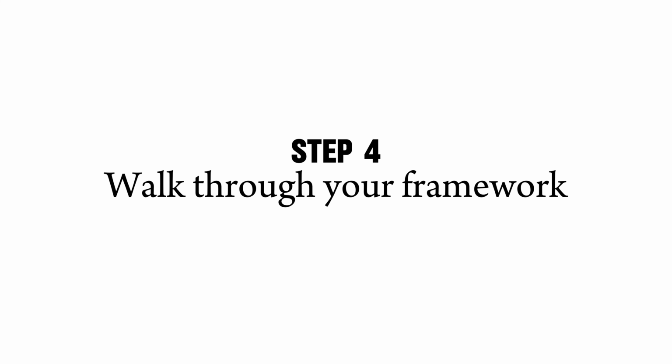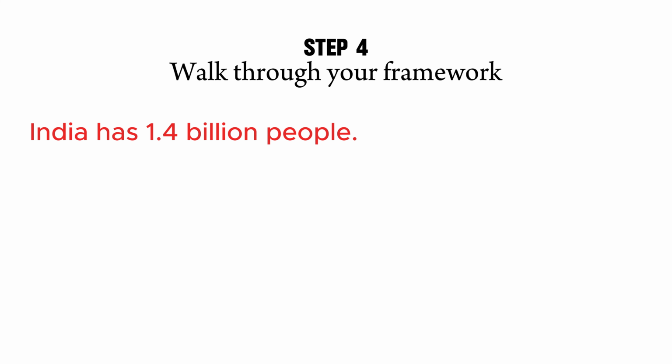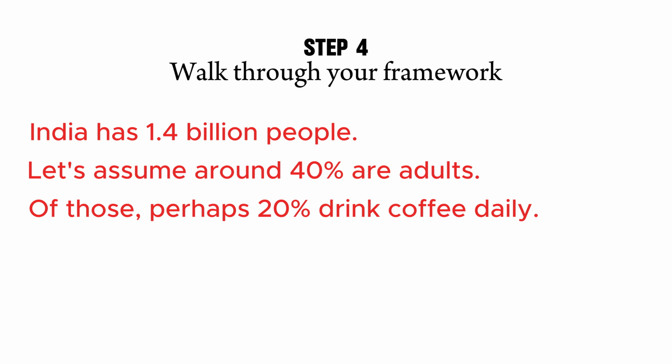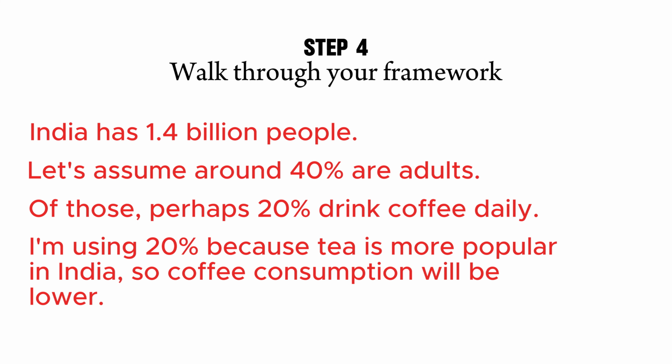For instance, you could say something like this: India has 1.4 billion people. Let's assume around 40% are adults. Of those, perhaps 20% drink coffee daily. I'm using 20% because tea is more popular in India, so coffee consumption will be lower. Notice how I provided reasoning without being prompted.